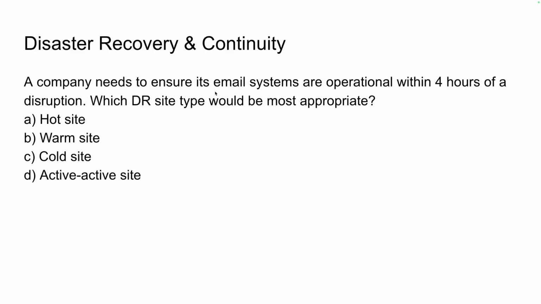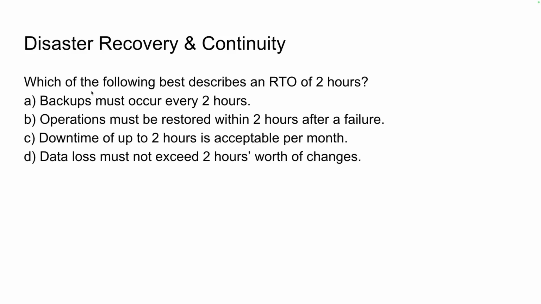A company needs to ensure its email systems are operational within 4 hours of a disruption. Which DR site would be the most appropriate? And again, warm site measures in hours, hot site measures in minutes, cold site measures in days. The active site is absolute BS. It's irrelevant. So if it's in 4 hours, we could say that it's a warm site. Very good.